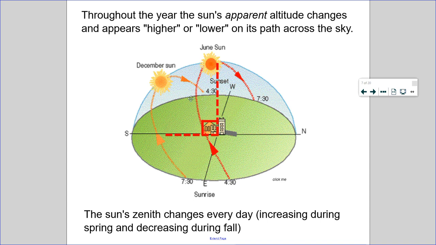In the summertime, however, that path is much, much higher. So it rises north of due east, and it gets to a very high point in the sky, maybe not 90 degrees directly overhead, but very high, and then sets just north of due west. And then throughout the spring and the fall, the sun moves in between these two extremes.